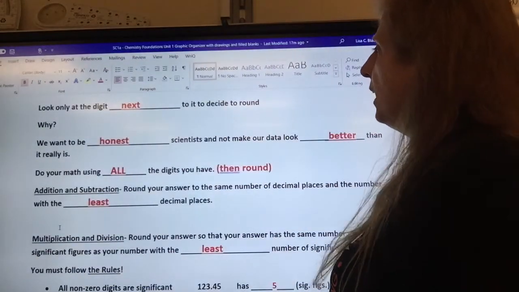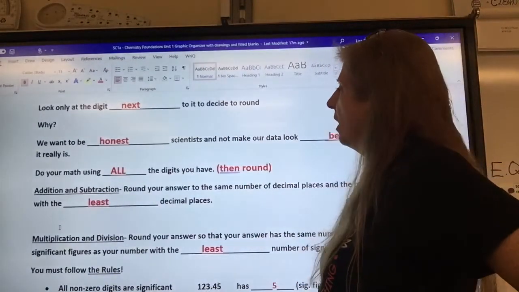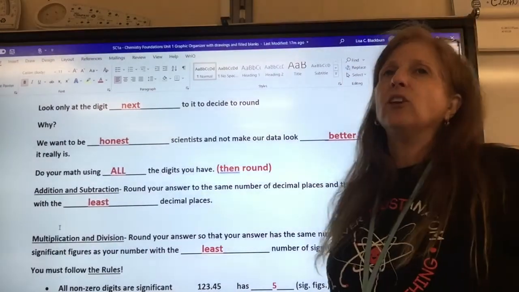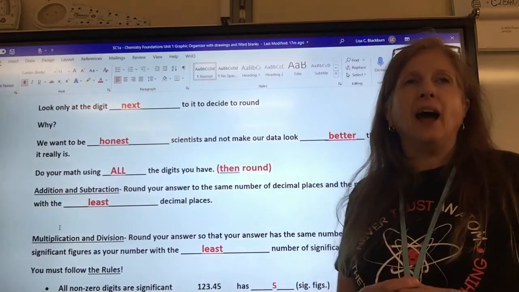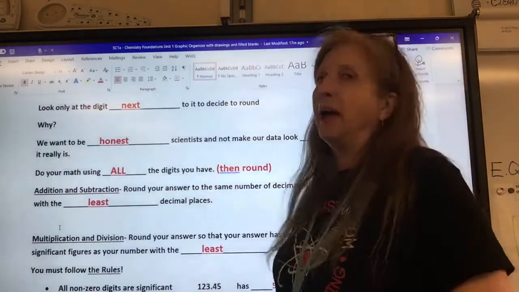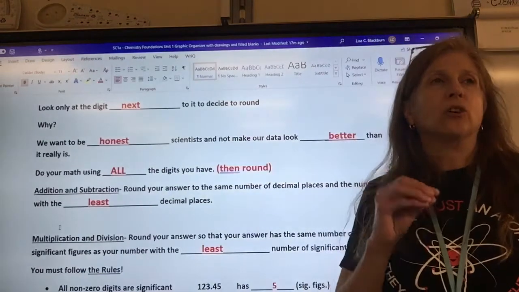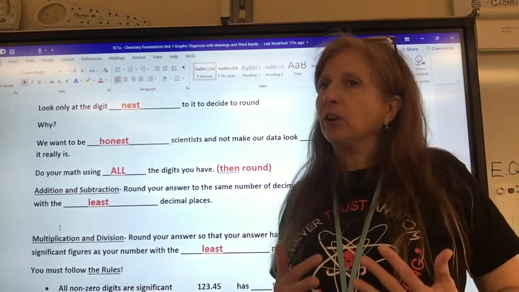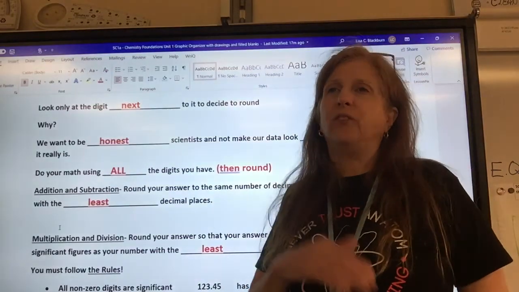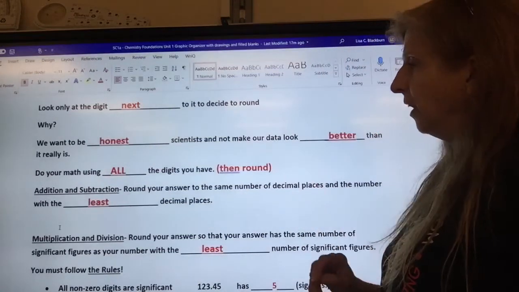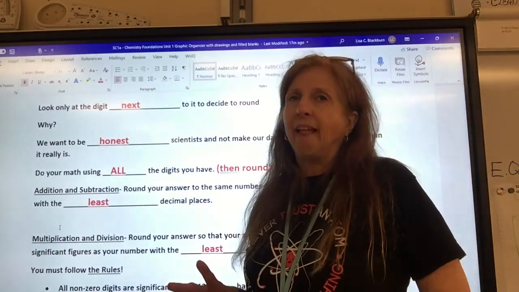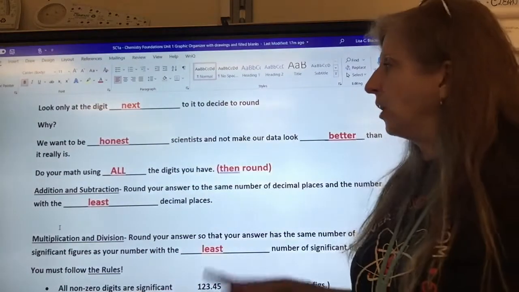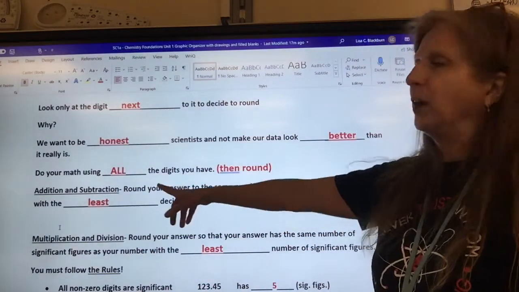Okay. Now, also, why do we want this? We want to be honest scientists and not make our data look better than it really is. So how you do this is you do the math using all the digits you have. You don't round till your final answer. Everybody got that? Use every number you have all the way through to your final answer. Now, there are 2 different rules for adding and subtracting and multiplying and dividing.